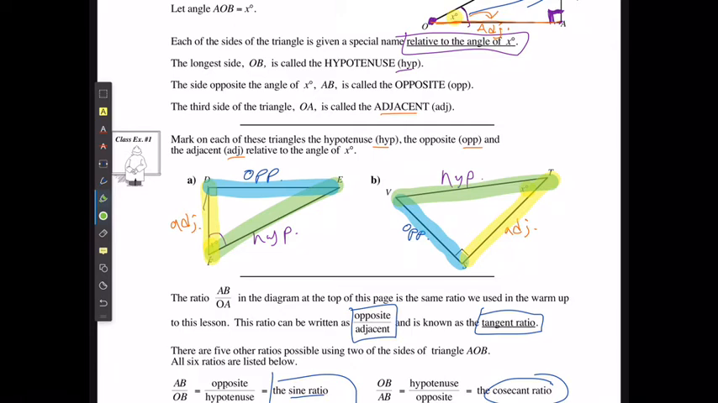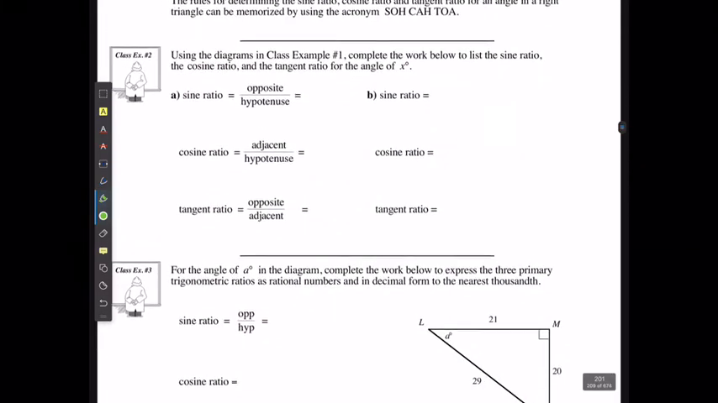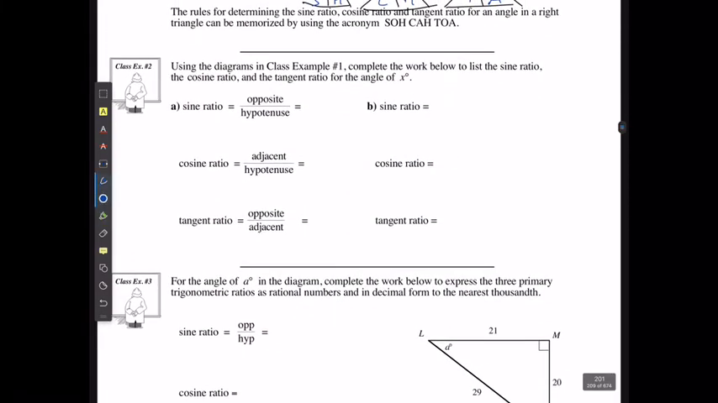I can state these side lengths in terms of what the ratios would be. So I'm going to say that, for my sine ratio in the first case, for A, if it's the opposite over the hypotenuse, I'm going to call the opposite side length DE divided by the hypotenuse E to F. Adjacent is going to be D to F divided by the hypotenuse E to F. And the tangent is going to be D to E, the opposite, divided by D to F, the adjacent.